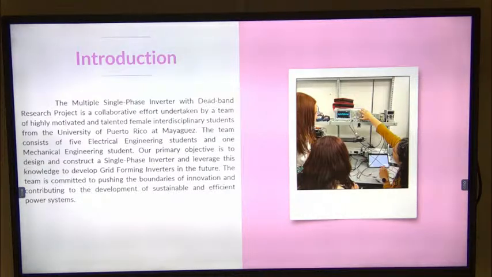The primary objective is to design and construct a single-phase inverter and leverage this knowledge to develop grid-forming inverters in the future. The team is committed to pushing the boundaries of innovation and contributing to the development of sustainable and efficient power systems.